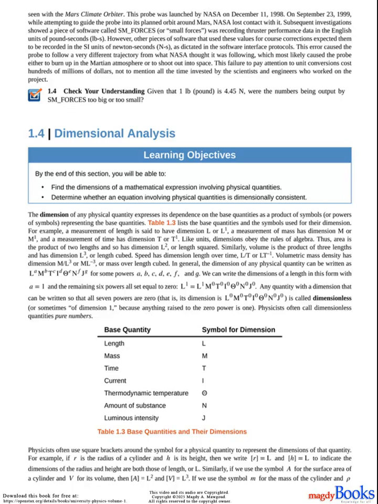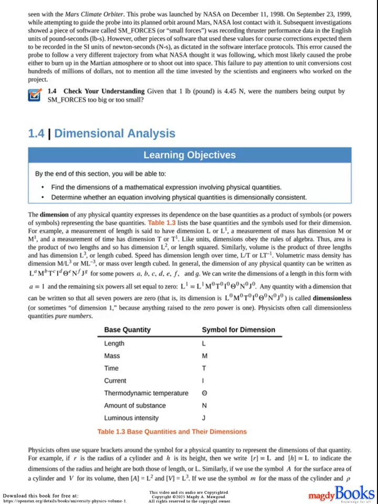Any quantity with a dimension that can be written so that all 7 powers are 0, that is, its dimension is L to the power of 0, M to the power of 0, T to the power of 0, I to the power of 0, theta to the power of 0, N to the power of 0, J to the power of 0, is called dimensionless, or sometimes of dimension 1, because anything raised to the 0 power is 1. Physicists often call dimensionless quantities pure numbers.